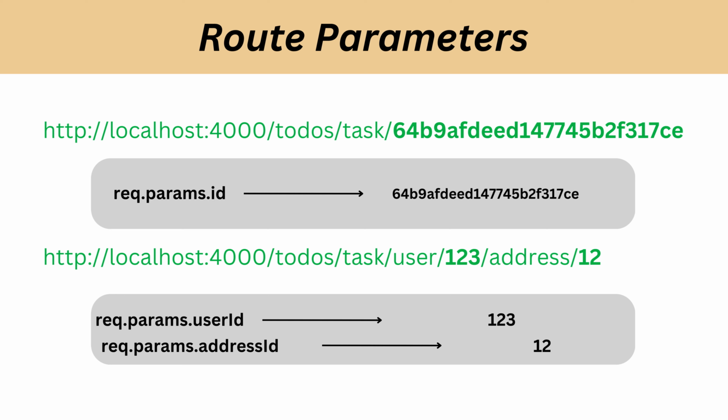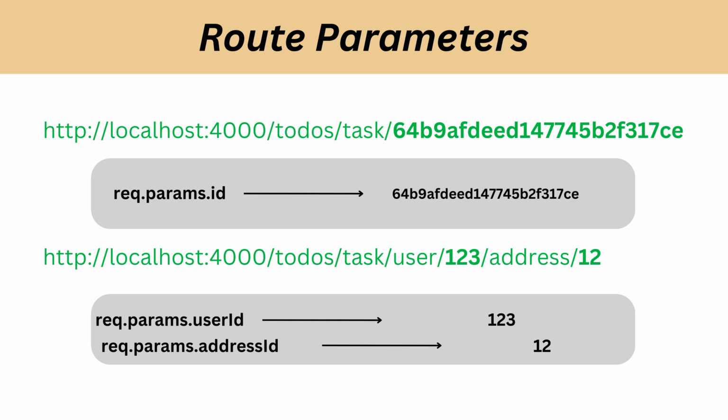These route parameters are really useful when you are building a RESTful resource. By looking at that RESTful URL, it is very easy to understand what exactly you are fetching. For example, if you look at the second URL, you are fetching the address details of address ID 12 from the user ID 123. So by looking at the URL, you understand what you are fetching or what you are updating.